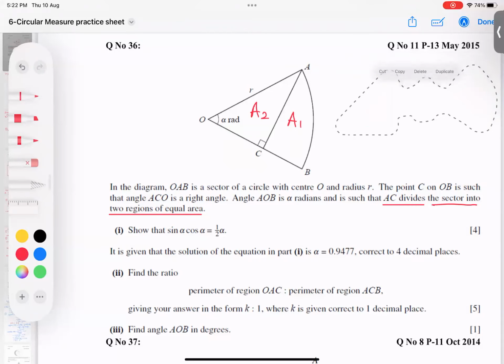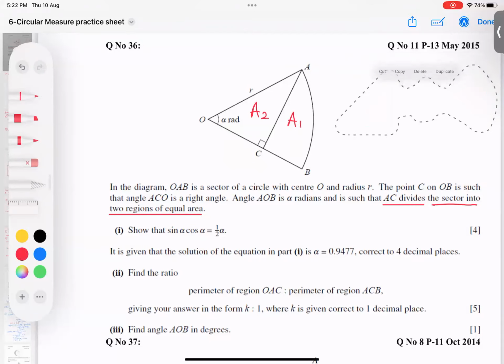Find the ratio of the perimeter of the region OAC and the perimeter of the region ACB. Where is perimeter OAC? Let's start. OAC. So he talked about this triangle, perimeter of the region OAC. He confused the word by saying region; actually we can say triangle, so no problem at all.